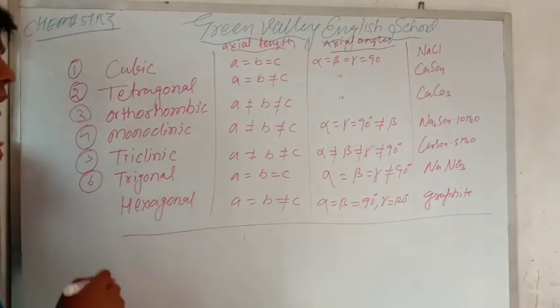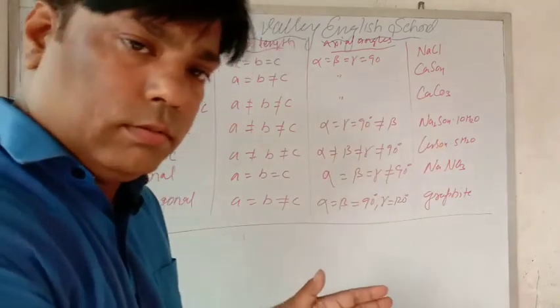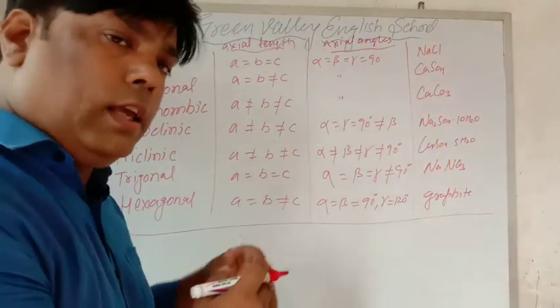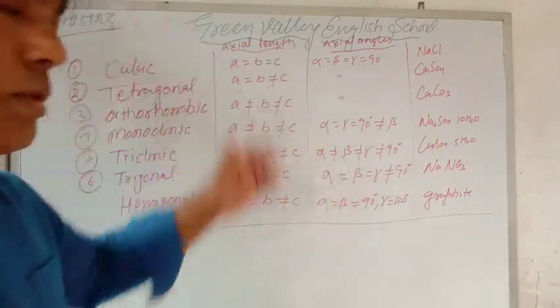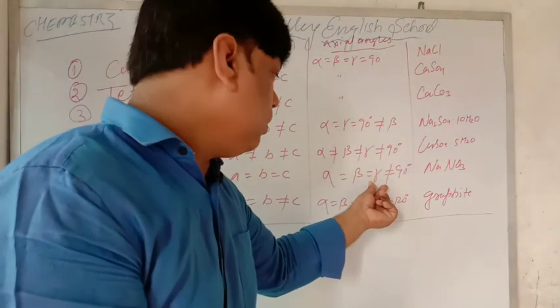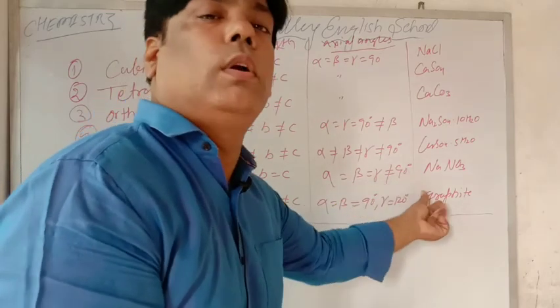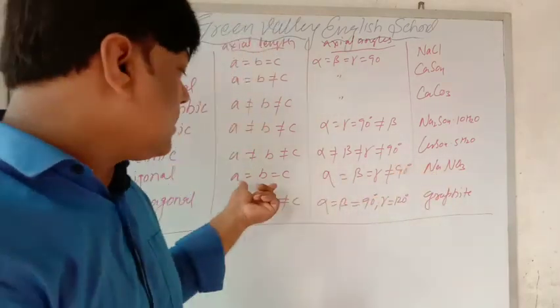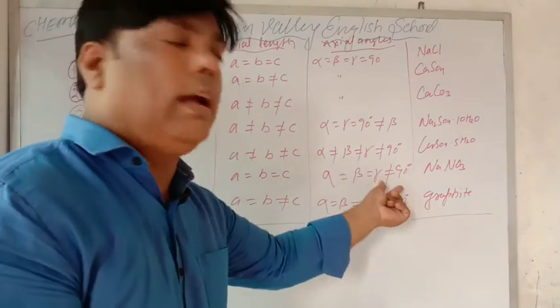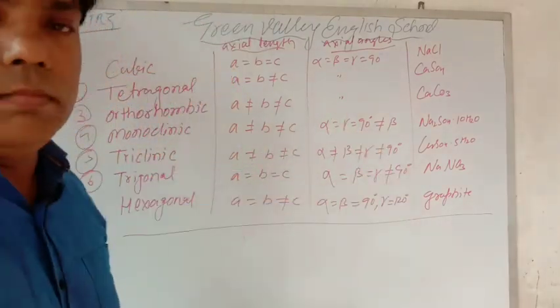The sixth one is trigonal. Trigonal means all 3 sides are equal, A equals B equals C, but the angles alpha, beta, gamma are equal to each other and not equal to 90 degrees. So the sides are equal, but the three angles are not 90 degrees. An example is sodium nitrate.